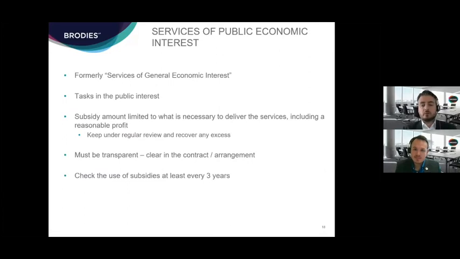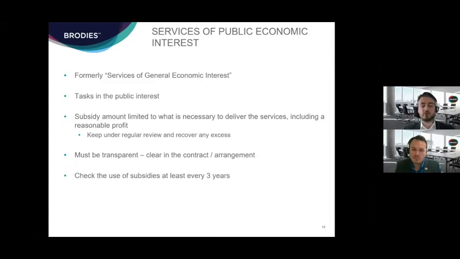Jamie mentioned earlier, we have the new language, but probably the same concept. So services of public economic interest. The EU term was services of general economic interest. They seem to be the same thing, essentially tasks in the public interest. Think ferries to the Western Isles being the most obvious Scottish example. And the rules are similar, if not identical, to what they were before. The subsidy amount must be limited to what's necessary to deliver the services, but allowing for a reasonable profit.